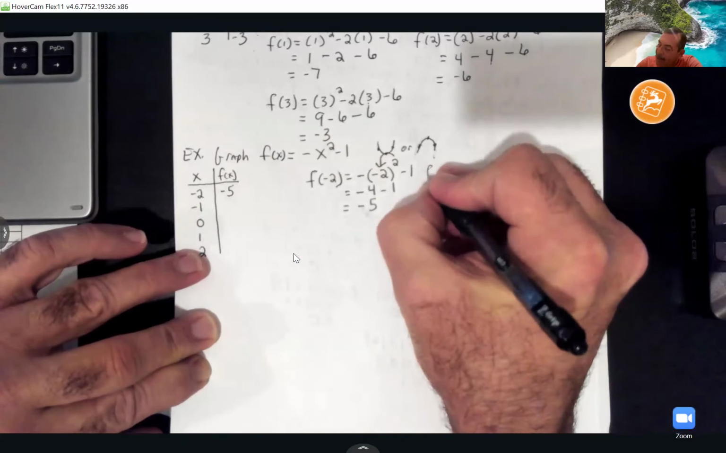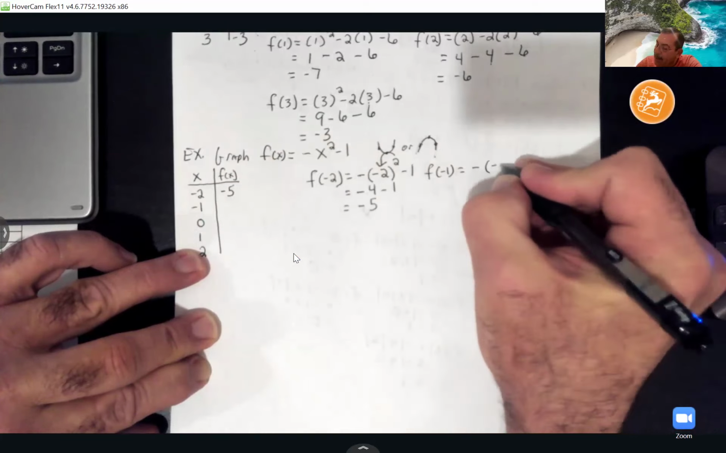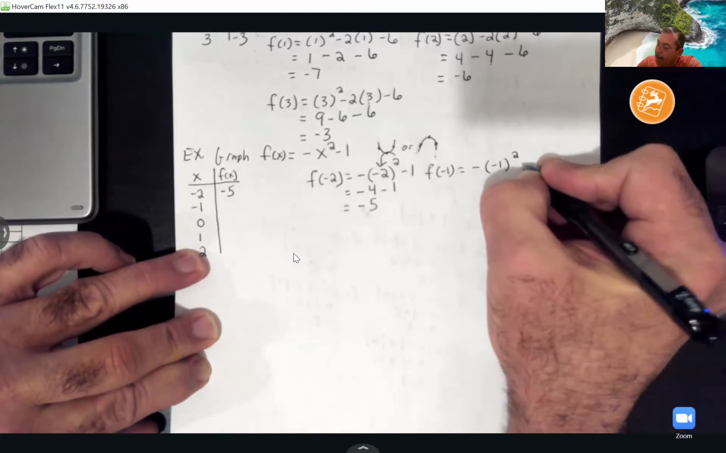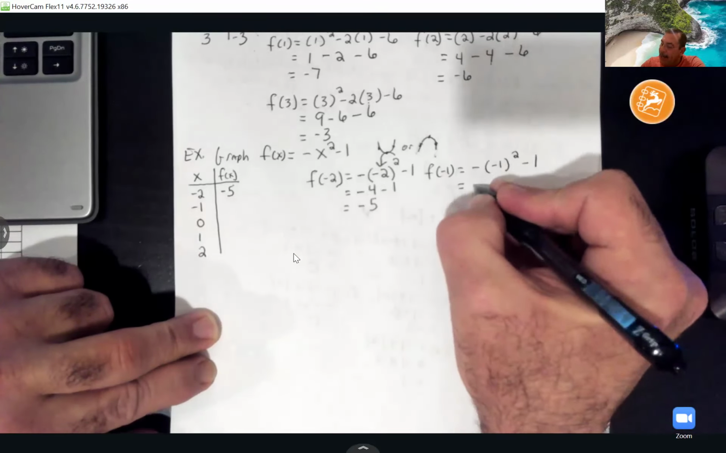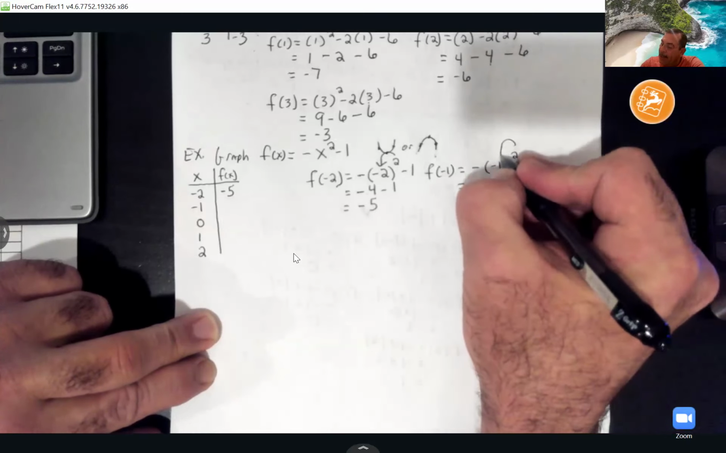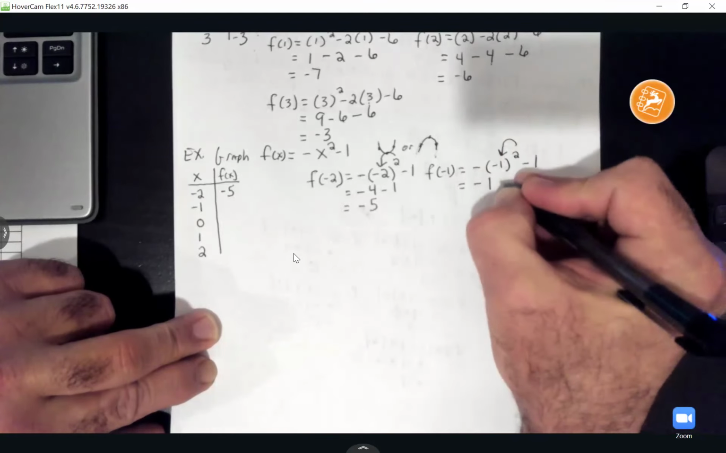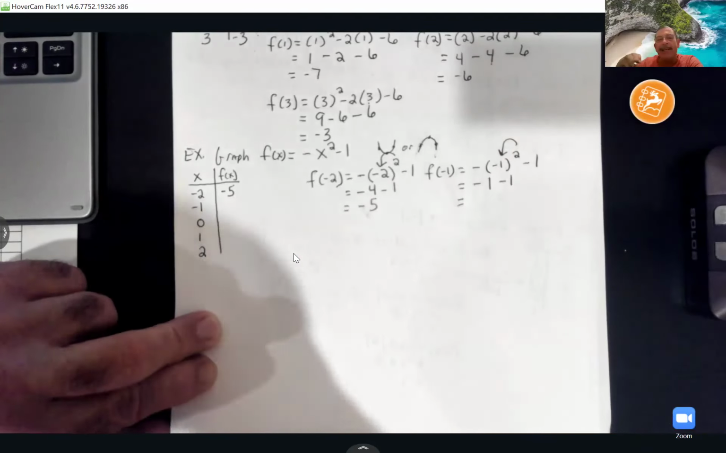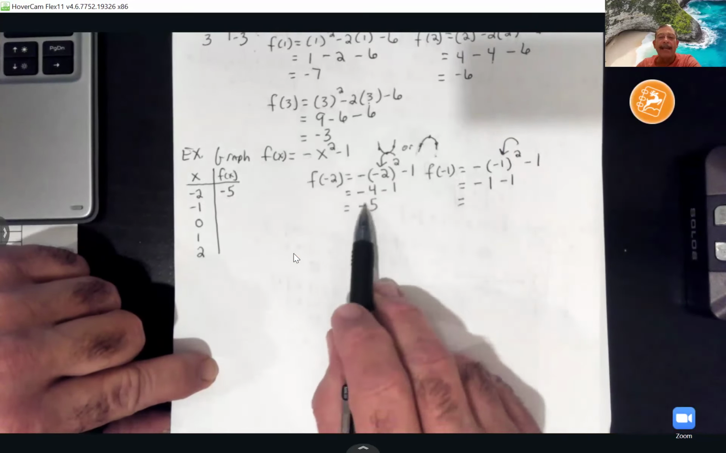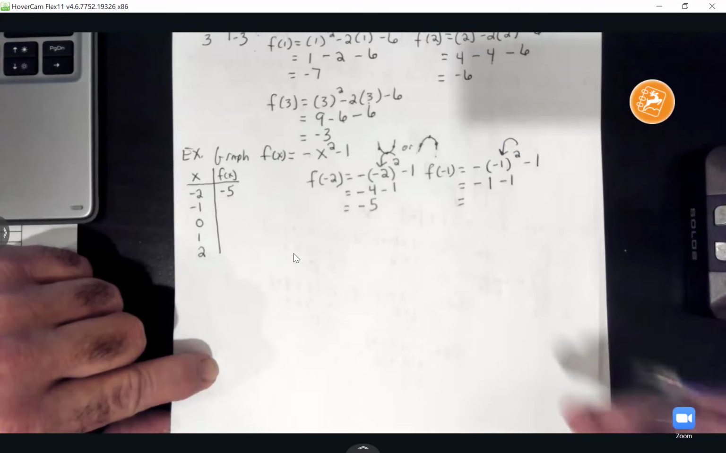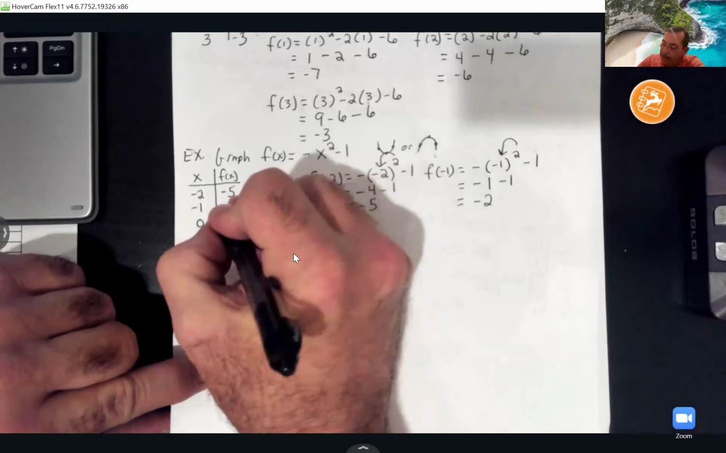All right, f of -1. I got my negative and then my -1 squared minus 1. All right, so I got to bring down that negative and then hit the exponent. Well, -1 times -1 is 1, and then minus 1. So y'all check this out. If you've got a negative in front of an x squared, it looks like it's staying negative every time. Okay, and that's going to be what, a -2.